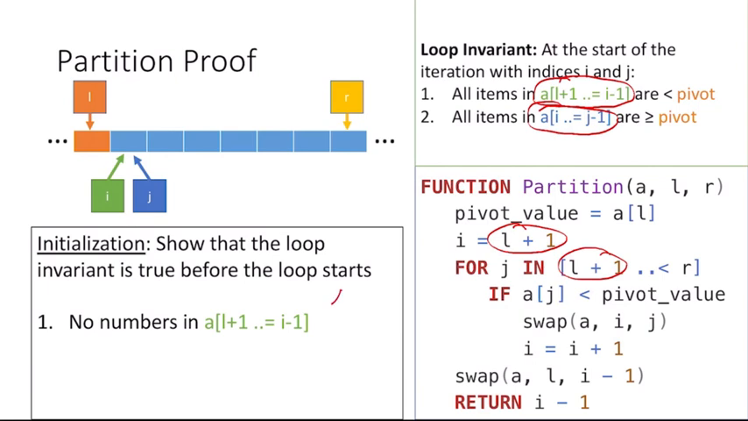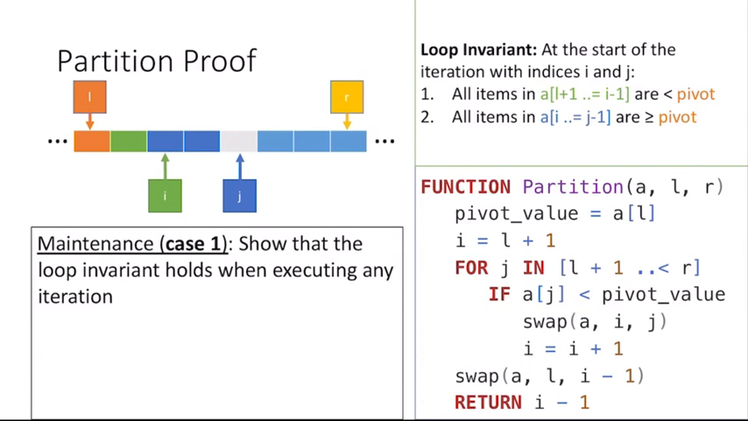In both cases, there aren't any numbers in those ranges. And it's pretty trivial to say that this non-existing number is less than the pivot, and this non-existing number is greater than or equal to the pivot. So initialization, just like almost always, is trivially true. There are no items that have been considered yet, so we cannot break our two conditions up here.